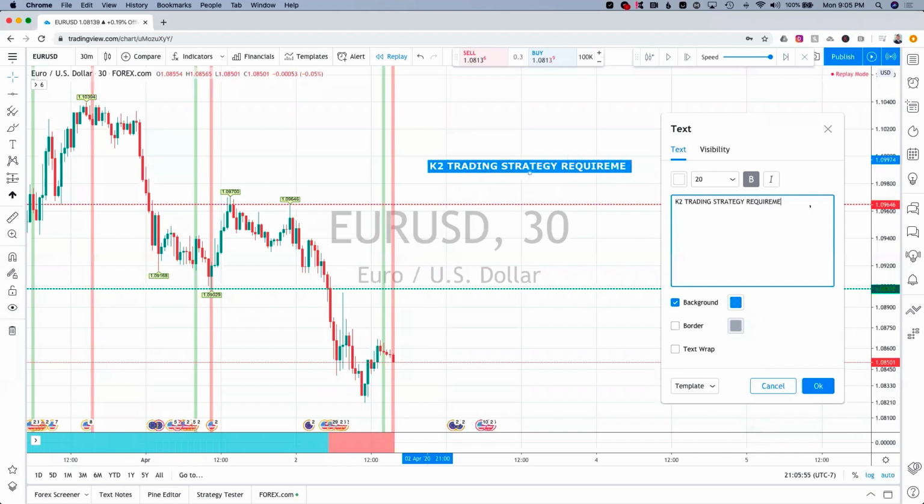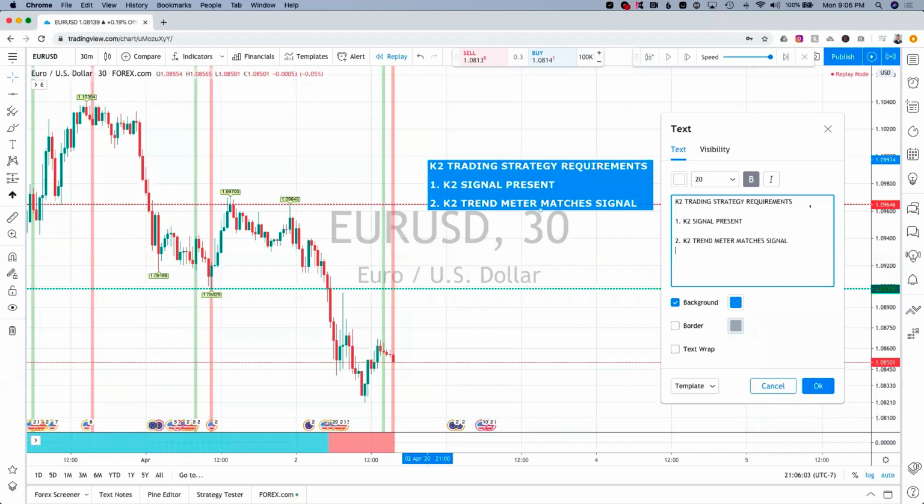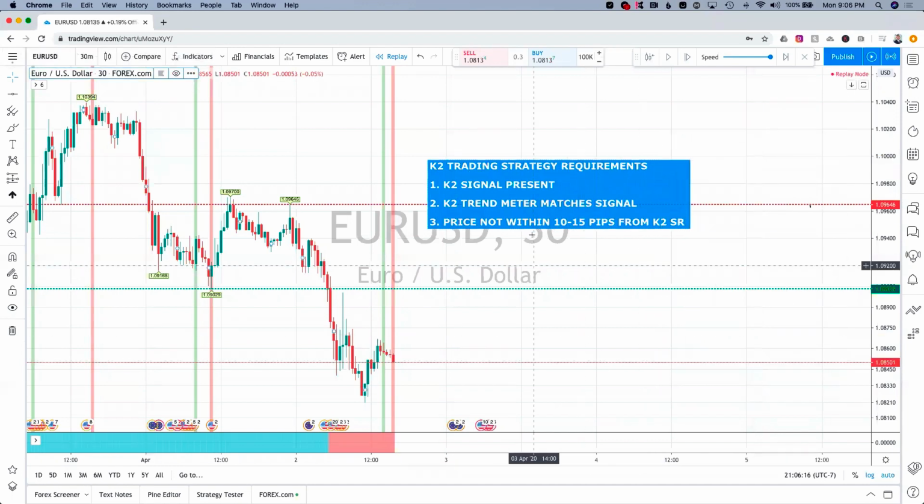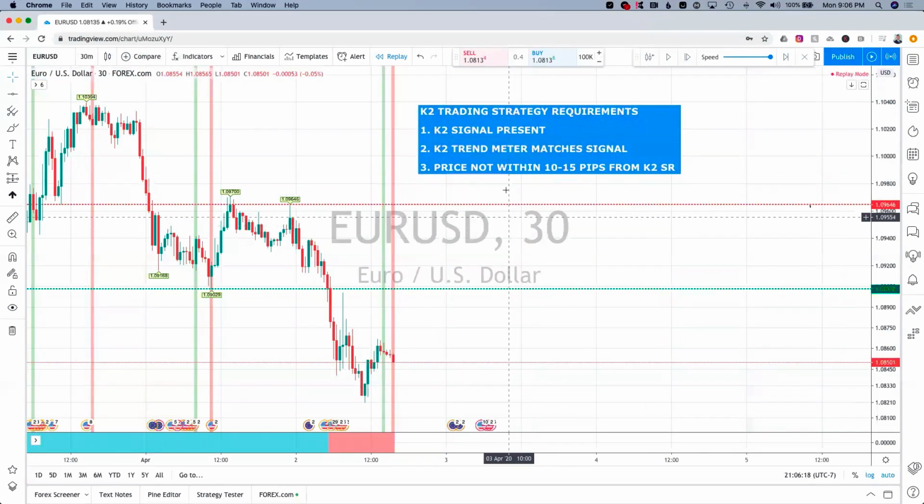K2 trading strategy requirements. For 1, K2 signal present. 2, K2 trend meter matches signal. And lastly, price not within 10-15 pips from K2 SR. Right, cool. So these are the 3 requirements that you're looking for.